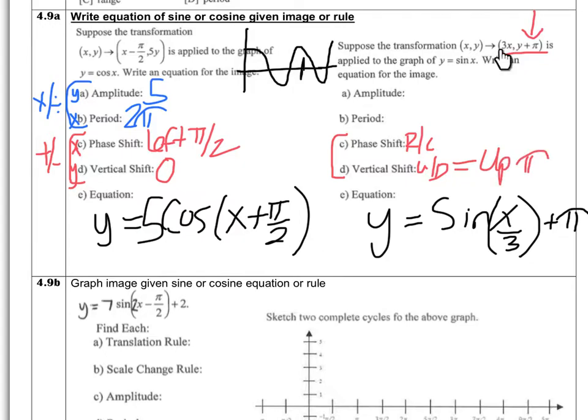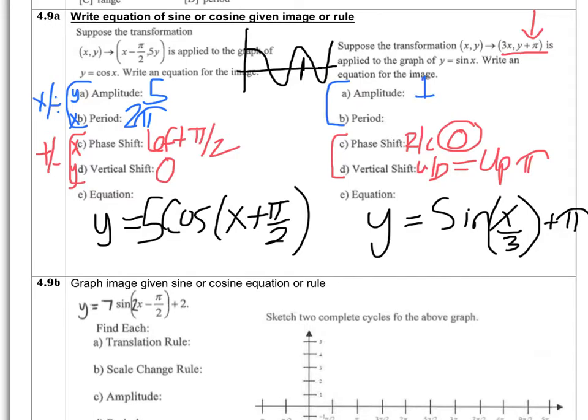There is nothing being added or subtracted to the x, so in terms of the phase shift, there is no phase shift. Now amplitude and period. The amplitude is going to be the multiplication or the division on the y, in which there is none here. So for the amplitude, be careful, what's the normal amplitude of our parent functions? The amplitude is typically 1 unit high.